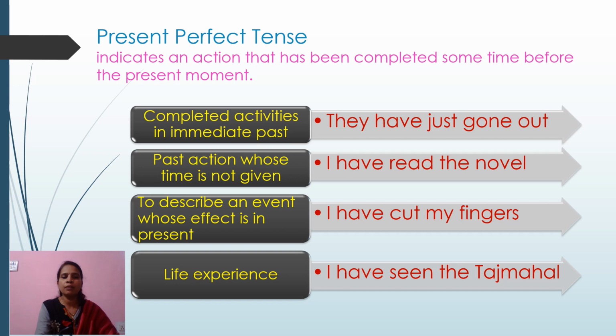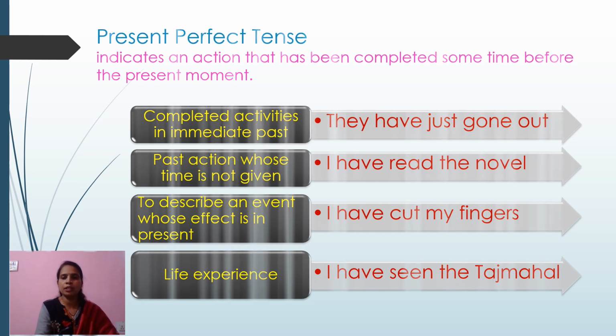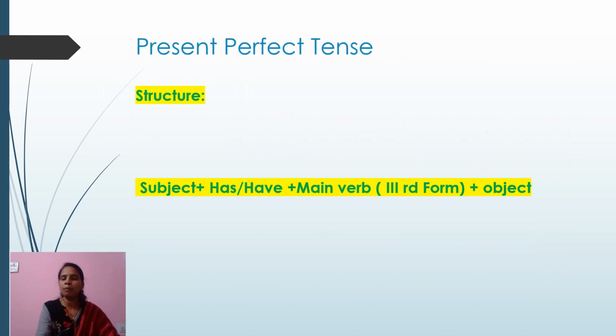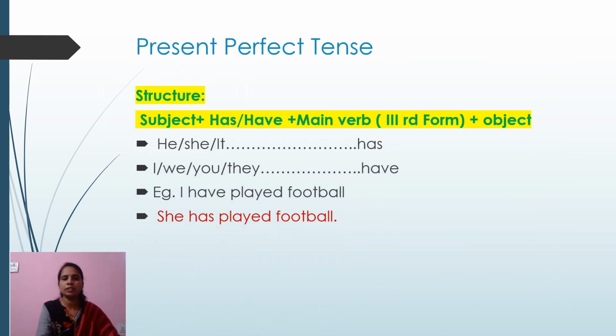To describe an event whose effect is in present. For example, I have cut my fingers. It implies that it's bleeding now. Some life experiences, like I have seen the Taj Mahal. Again, there is no mention of the time. If we mention the time, we write it in simple past tense.